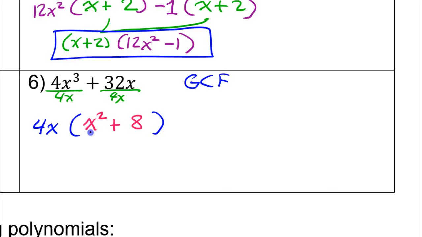The only question is, can I factor this any more? Well, as we've discussed several times on this video, our only hope is that this be the difference of two squares. This is neither. It's not the difference, because that means subtraction, and 8 is not a perfect square. So this cannot be factored. So this is the final answer.